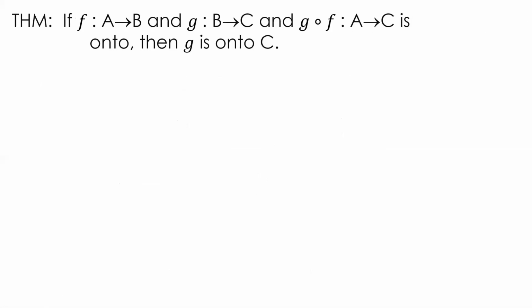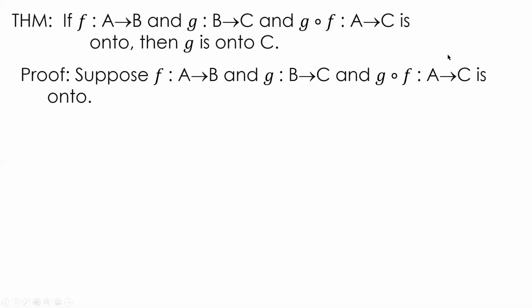So if f and g are functions and the composition is onto, the only way that's going to happen is if g, the second function acting, is onto. So let's prove this. Suppose f is a function, g is a function, and the composition is onto. I want to show g is onto. So I take a generic element in C.